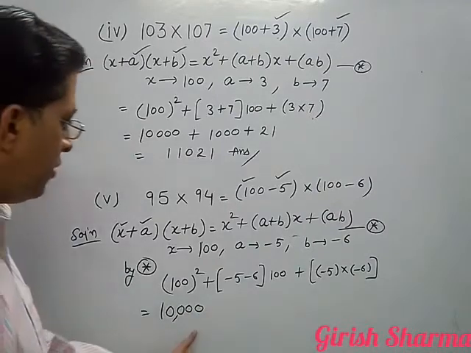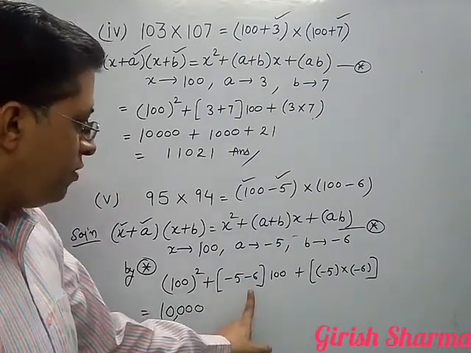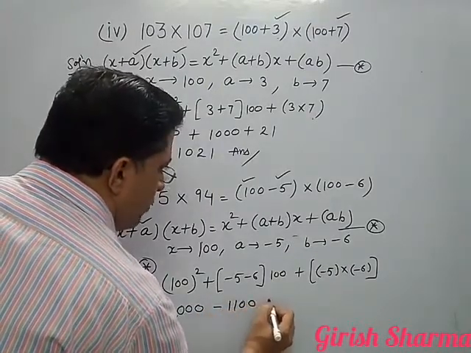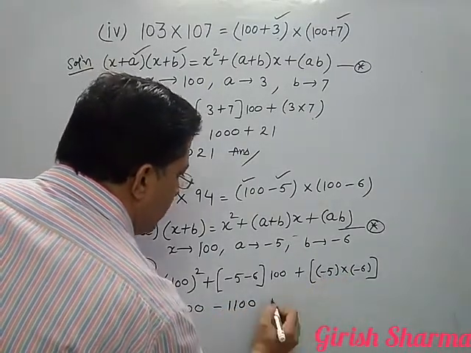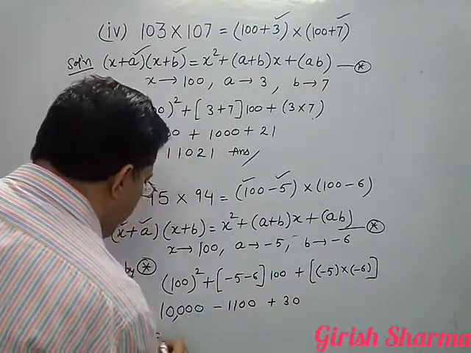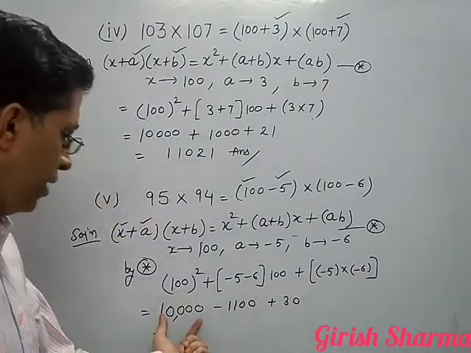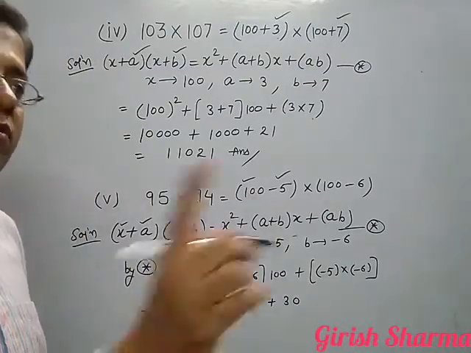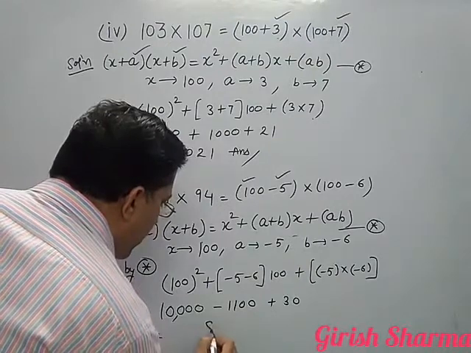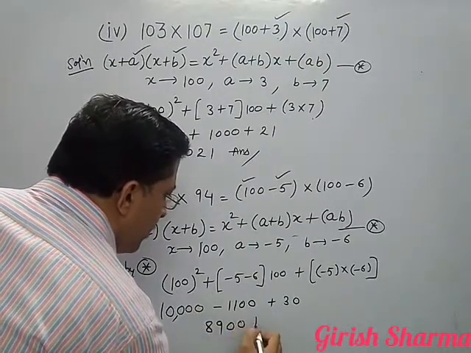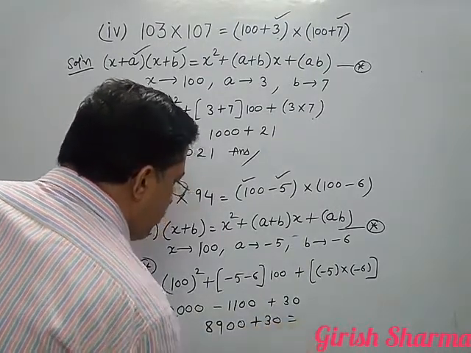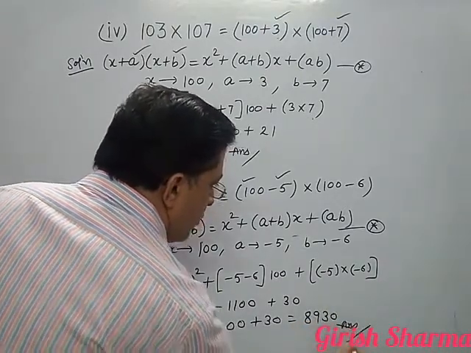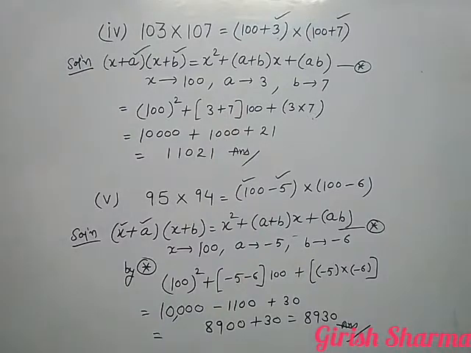100 into 100 is 10,000. Minus 5 minus 6, minus 11 into 100, minus 1100, minus minus plus 30. Subtract: 10,000 minus 1,000, that is 9,000. 9,000 minus 100, that is your 8,900, plus 30. This will be 8930. This is your answer. Come on, the next question.